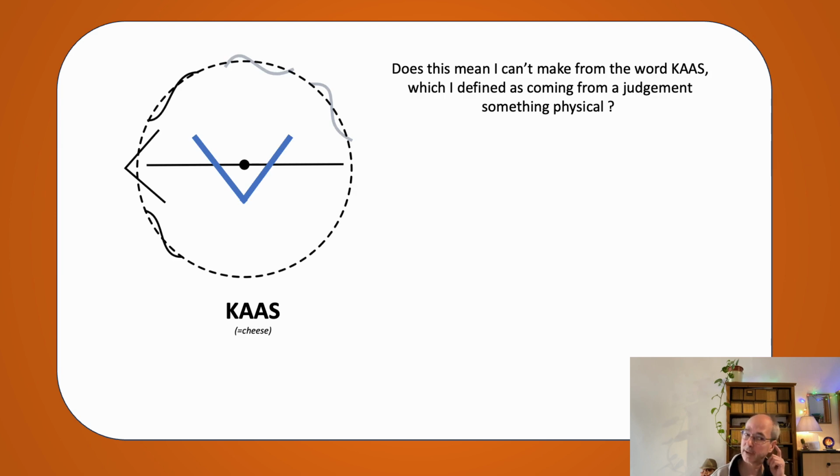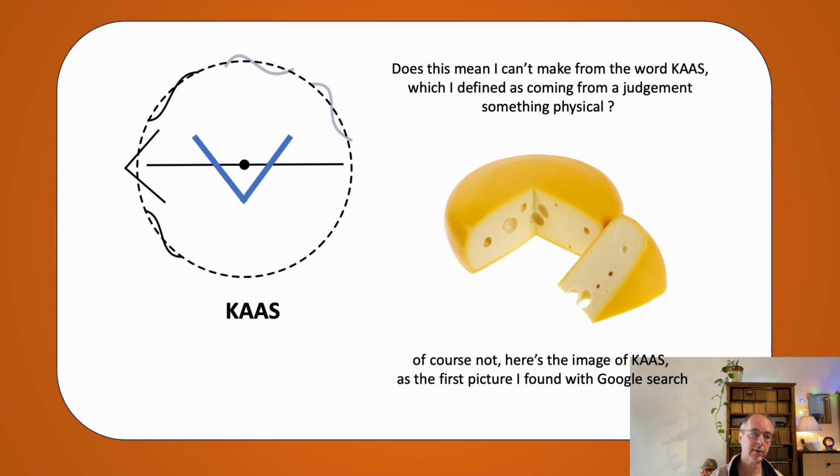Does that also mean that the word KAAS with a double A means no physical association is possible? No, of course not. Let's just take a visualization of KAAS, or cheese, and I took the first picture that I found on the internet. Here it is. It expresses KAAS, and it fits actually very well with what I had here in mind and visualized.